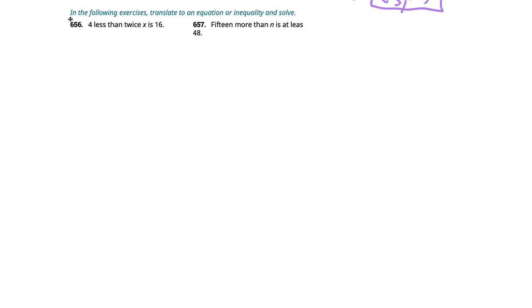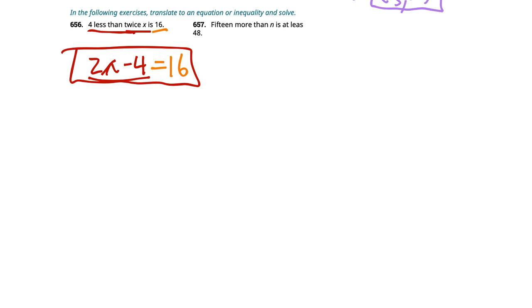Translate to an equation or inequality and solve. I think I'm up for the challenge. 4 less than twice x is 16. So this might seem a little funky, but I'm going to home in on the x part. Twice x, 4 less than that. So this means 4 less than twice x, which I'll underline in red, is 16. Is 16 means equals 16. Okay, great.